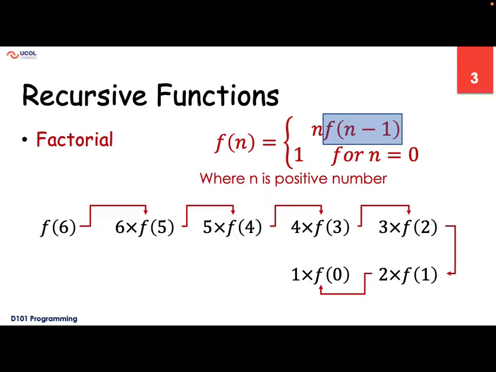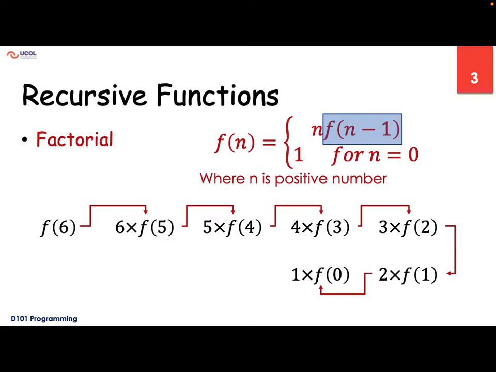We started with n is equal to 6, and when n is equal to 6, we are saying that the value of the function at n equal to 6 we can compute only when we know the value of the function at 5. So we say 6 multiplied by the value of the function at 5. And we cannot compute the value of the function at 5 directly, but we need to go 5 and then 4, then 3, then 2, then 1 and then 0.